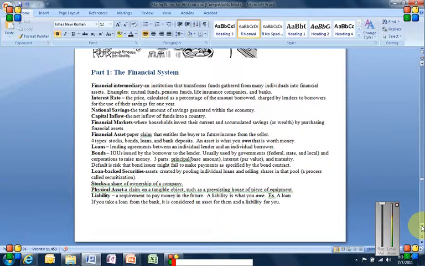A liability is a requirement to pay money in the future. So the way to think about that is something that you owe. An asset is something that you own. A liability is something that you owe. For example, a loan, if you take that loan from the bank that we mentioned before, it's considered an asset for them, but it's a liability for you.